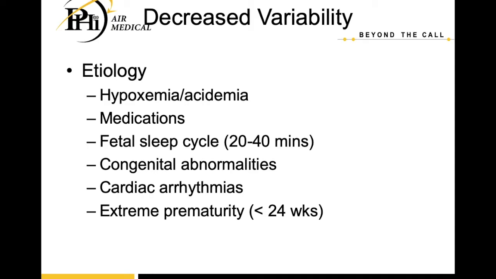If you have decreased variability down to minimal variability for 20 to 40 minutes and then it picks back up to moderate, then it was probably just the fetus sleeping during its normal sleep cycle. It can also be caused by congenital abnormalities or cardiac arrhythmias, and we also tend to see minimal variability with extreme prematurity, so less than 24 weeks gestation.